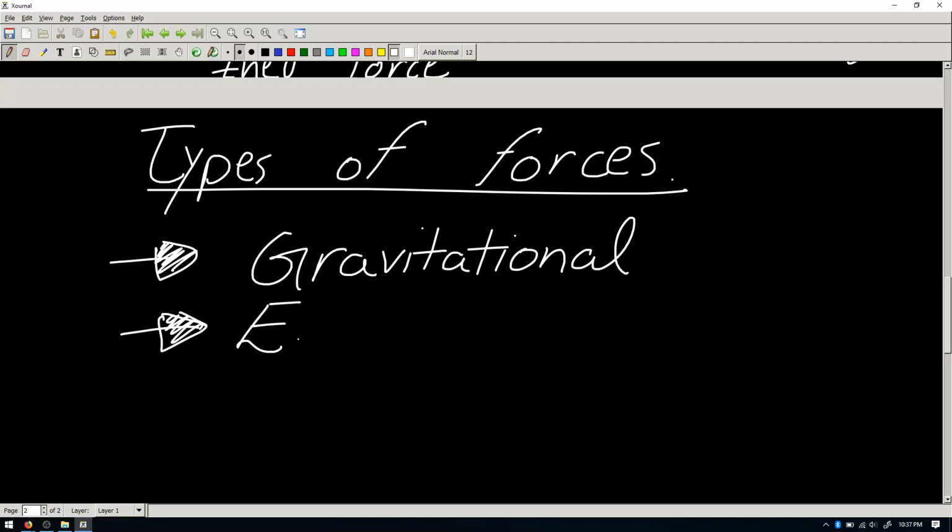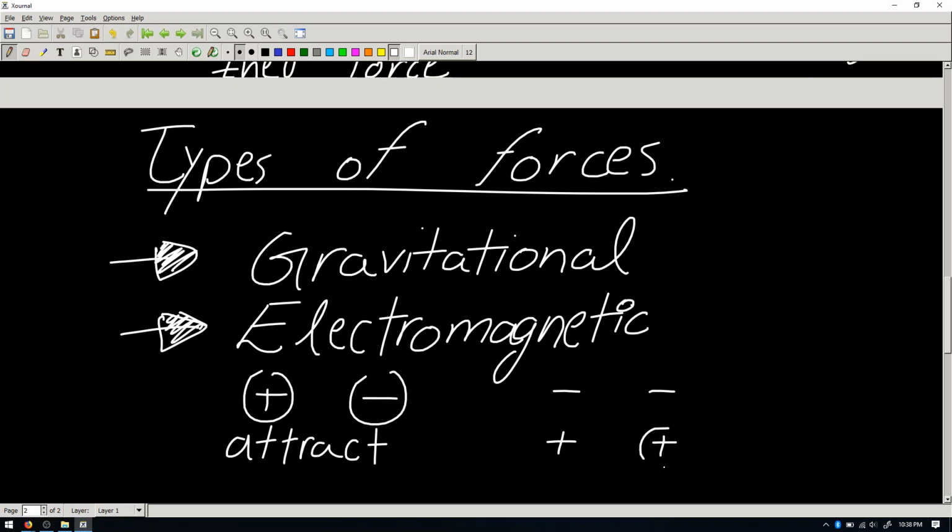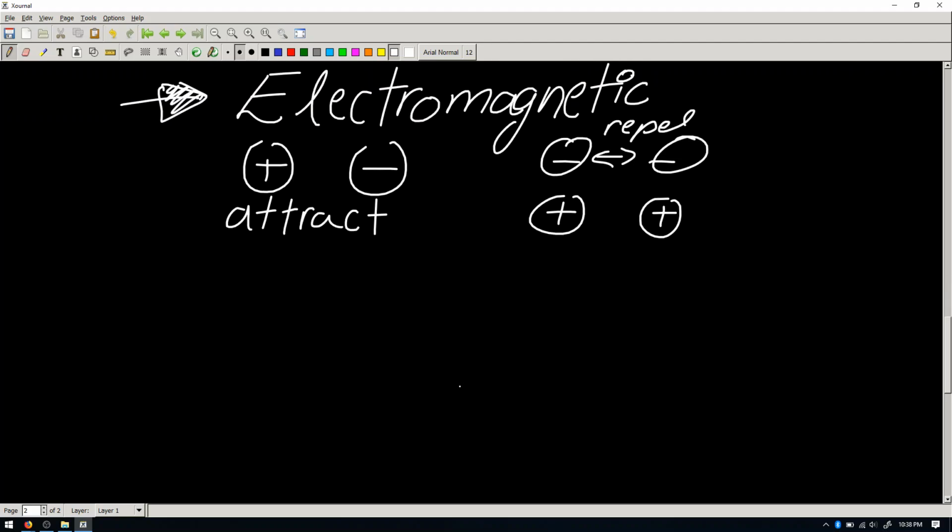You could also have the electromagnetic force. The electromagnetic force is either a push or a pull, depending on what charges you're talking about. Opposite charges will cause an attraction, which you've, I'm sure, heard of before. Like charges will repel each other. So this is repulsion, and that just means between them, so they repel each other. So there are forces like that in nature.